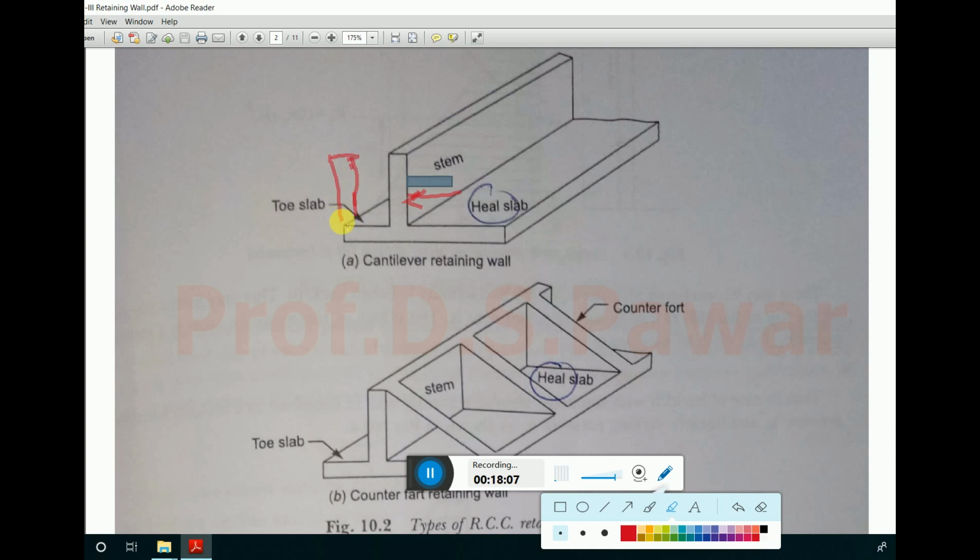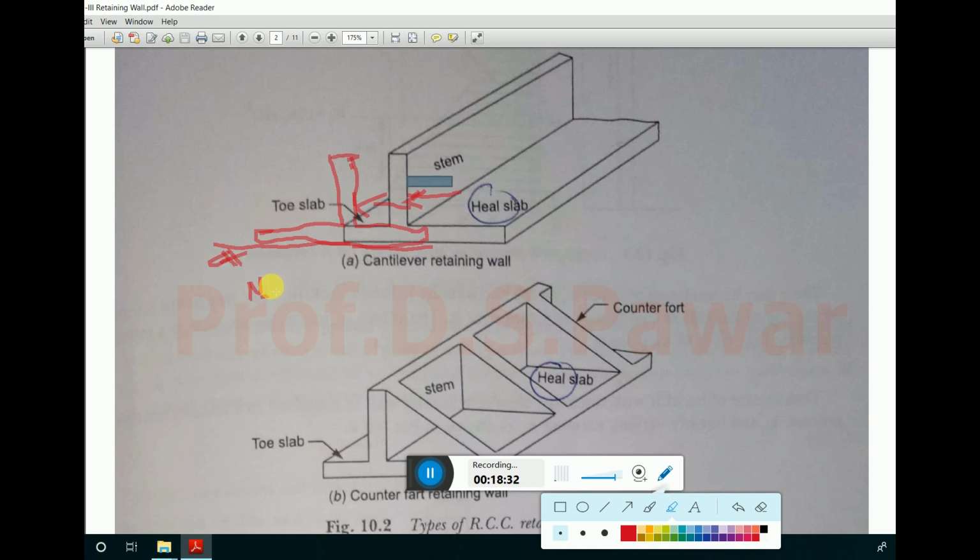This retaining wall may move like this from its original position, that's its original position, due to sliding. And why does sliding occur? Sliding occurs due to the friction coefficient, that is mu.